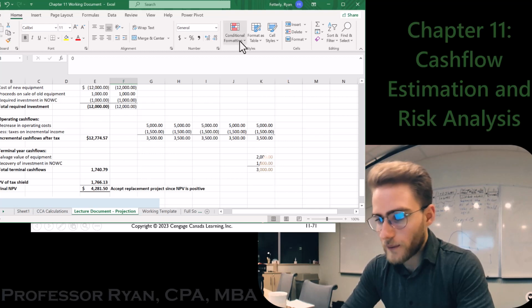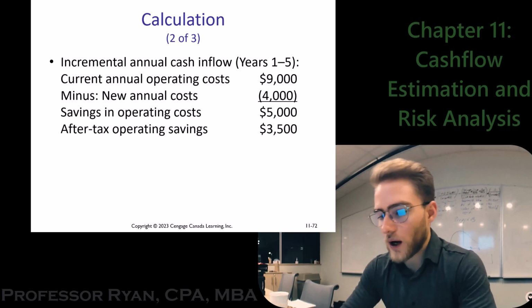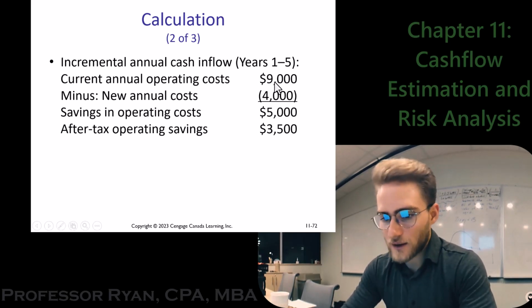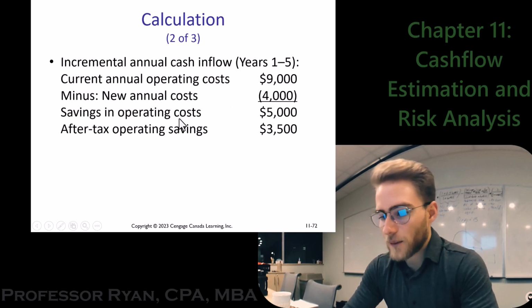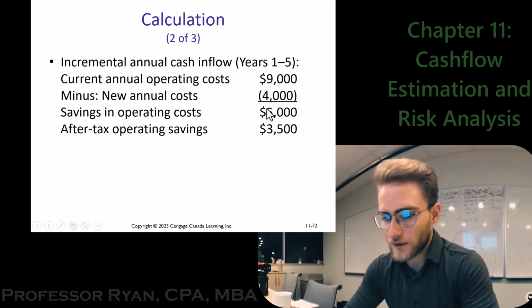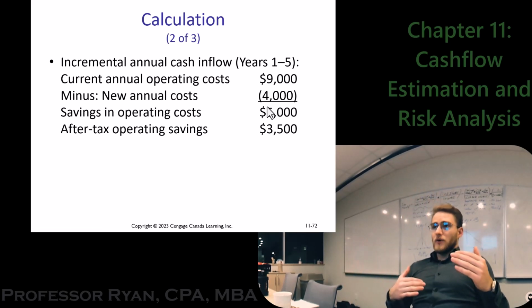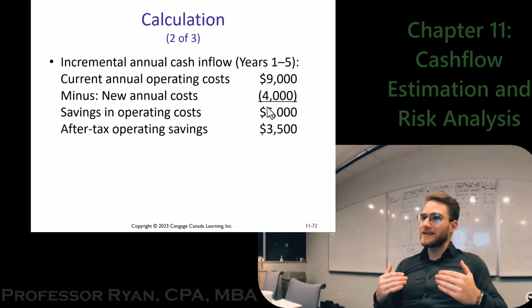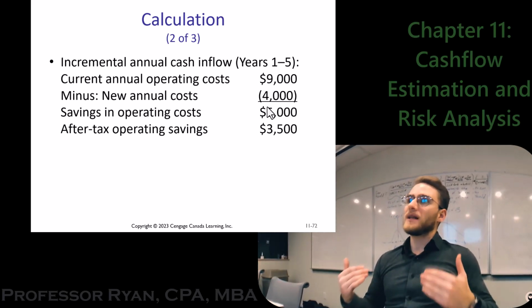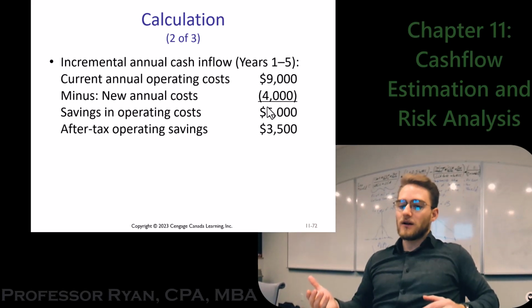So if we go back to the slide, what we see here is there's going to be current annual operating costs of $9 million, right? But there's also going to be new annual costs of $4 million, right? So the savings in operating costs will be about $5 million, right? So our old piece of equipment costs us $9 million. Our new piece of equipment only costs us $4 million. Therefore, because we're spending $5 million less to operate this piece of equipment, we have $5 million in savings, which is going to go to our bottom line, right? Our bottom line is going to be $5 million higher.